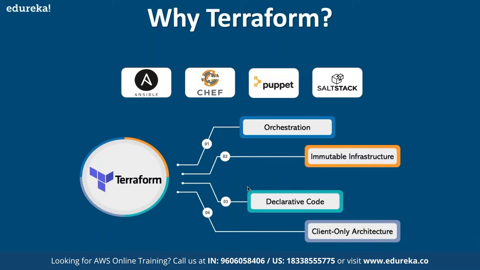What is immutable infrastructure? Immutable infrastructure means it does not make changes once it is created. Imagine there are servers created and you want to make changes. It will not do so on the existing one. It creates a new fresh server for you all the time. So Terraform helps you create a new infrastructure every time you run, so you don't have compatibility issues, dependency issues and all.